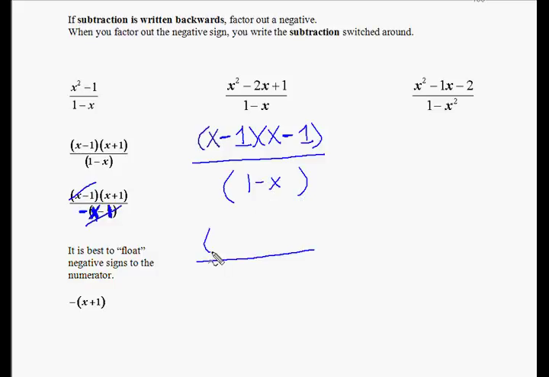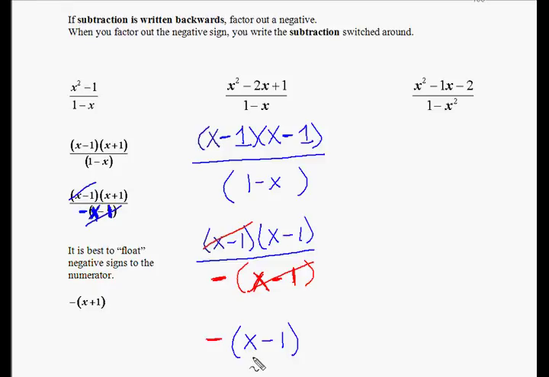So in my numerator, I have an x minus 1 and another x minus 1. And in the denominator, it looks like I have a 1 minus x that doesn't match the numerator. So I'm going to factor out a negative sign and then write that subtraction backwards, switched around with the x in front and the 1 in the back. Now I have common factors. So I can reduce those factors, and that negative sign that's left over, I'll just put it in the numerator with the x minus 1. And that fraction has been reduced.